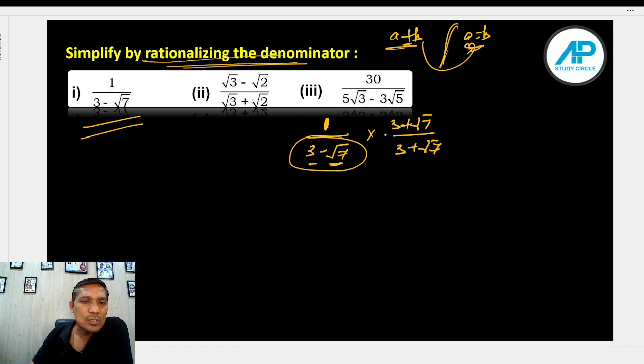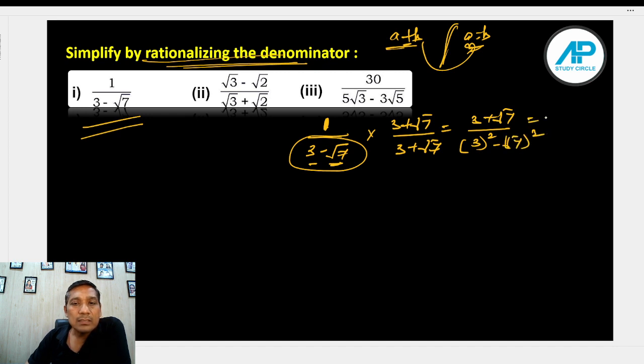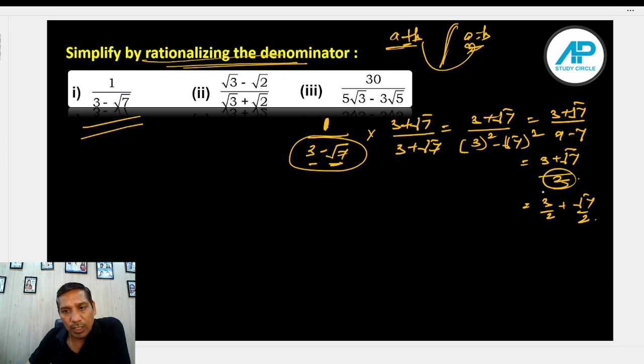So I have got to find the conjugate of 3 minus root 7, which is 3 plus root 7, upon 3 plus root 7. This gives me 3 plus root 7 upon a square minus b square. That becomes 3 by 2 plus root 7 by 2, so the denominator is 2 now, which is a rational number. We have rationalized its denominator.